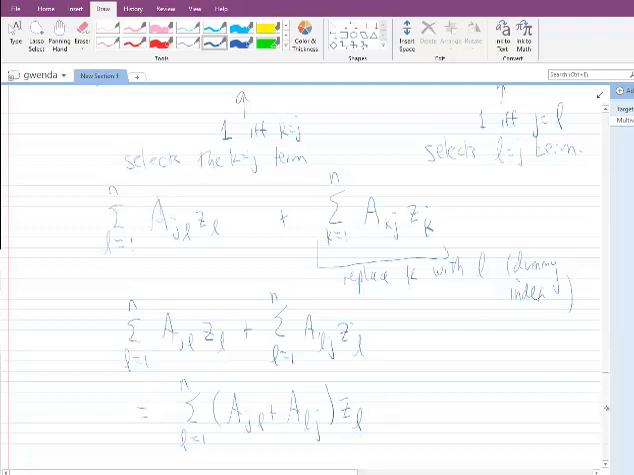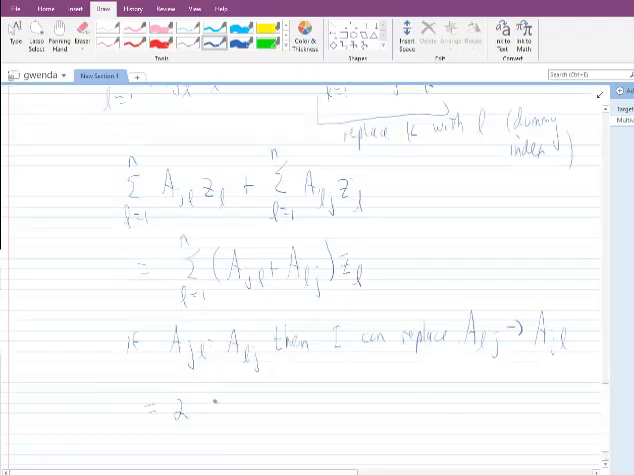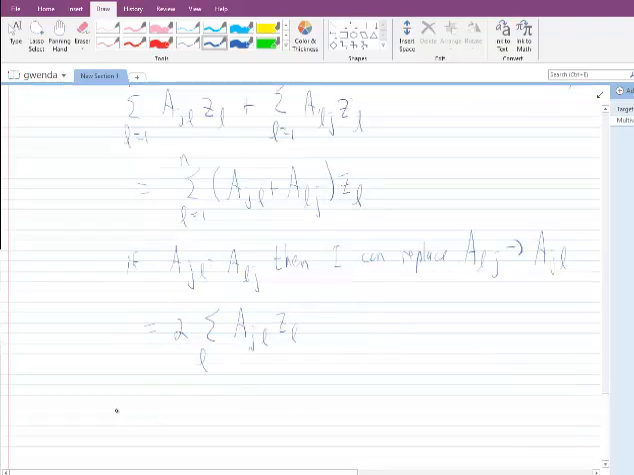Now if we know that a_lj equals a_jl, then I can replace a_lj with a_jl. And that gives me 2 sum over l, a_jl, z_l. So the bottom line is that I have the derivative of f with respect to z_j is equal to 2 sum over l, a_jl, z_l. And that's true for every j.